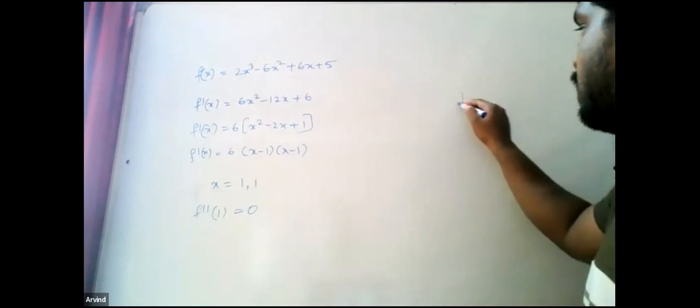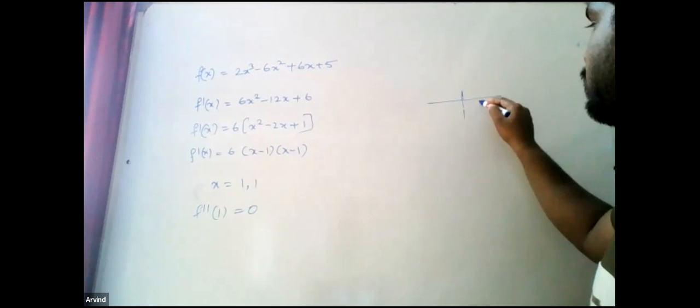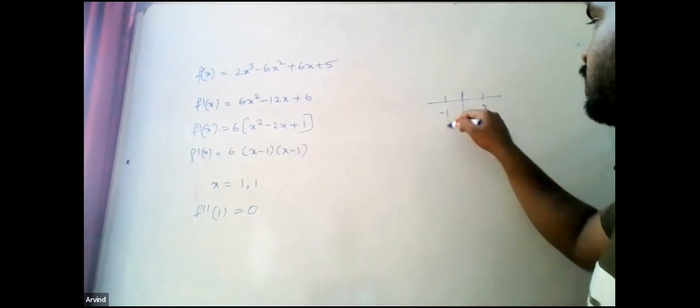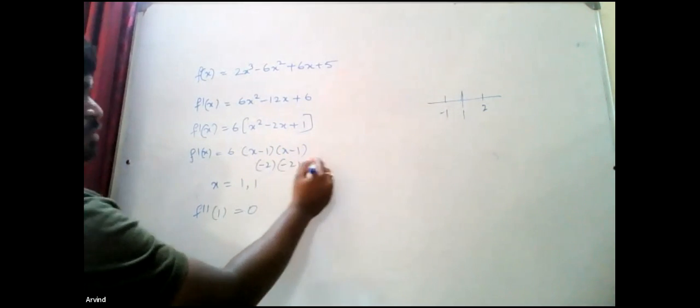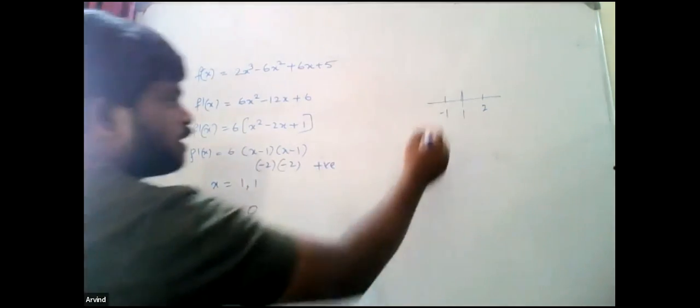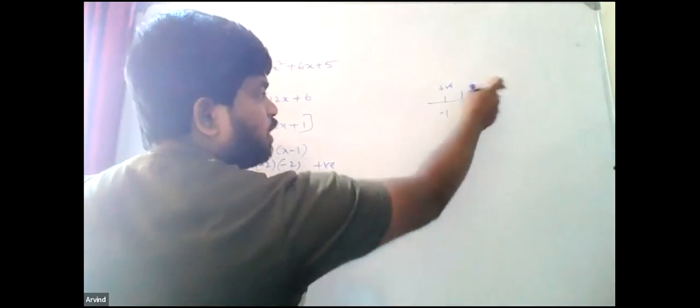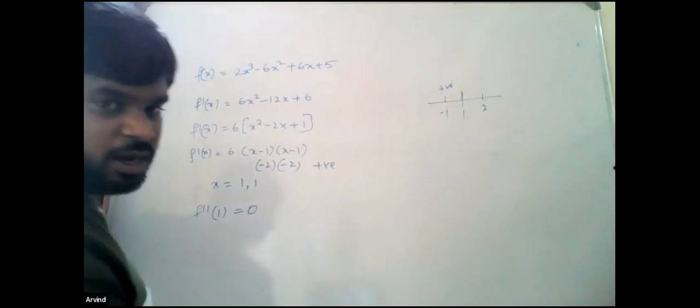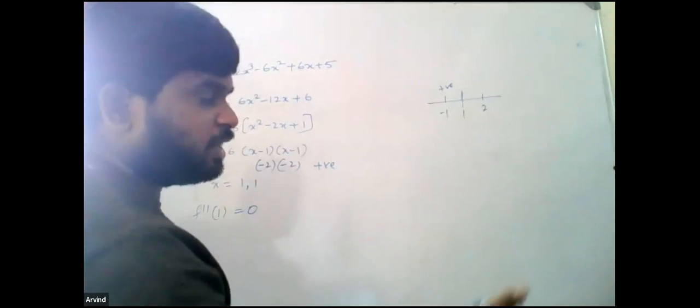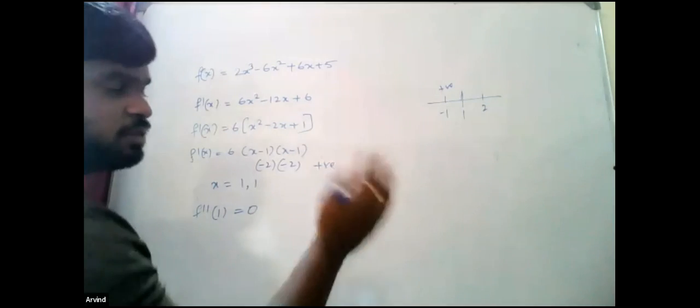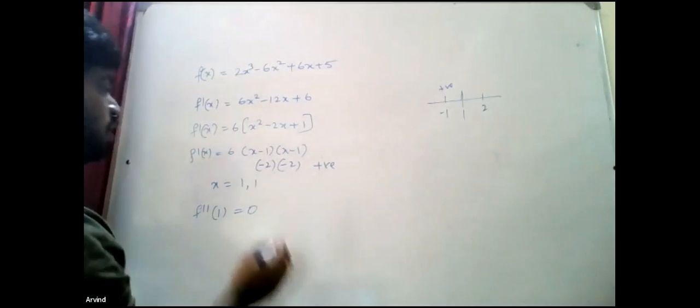Okay, so around 1, this side I'll give some 2, this side I'll give some -1. Let me give -1. -1 minus 1 is -2, again -2. So 6 into -2 into -2, you are getting a positive value. If you get a negative, then the sign is changing, therefore you will get maximum or minimum. So let's give 2.